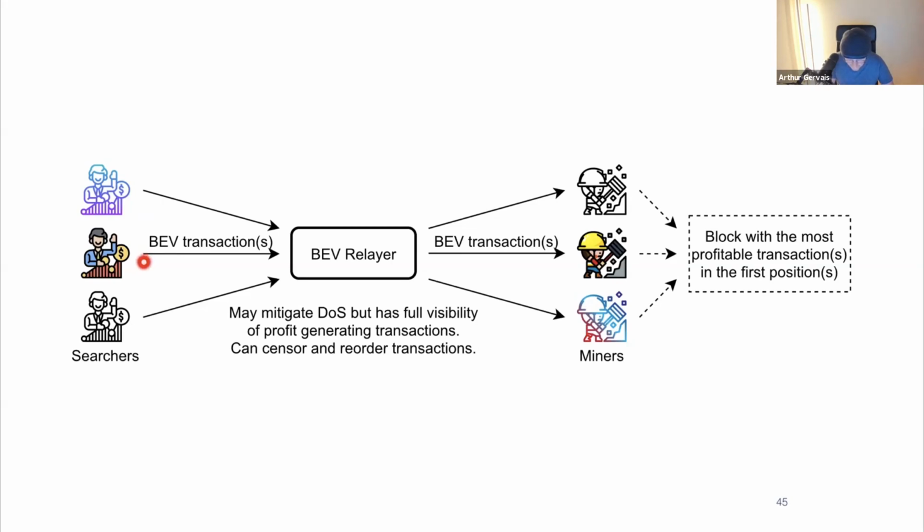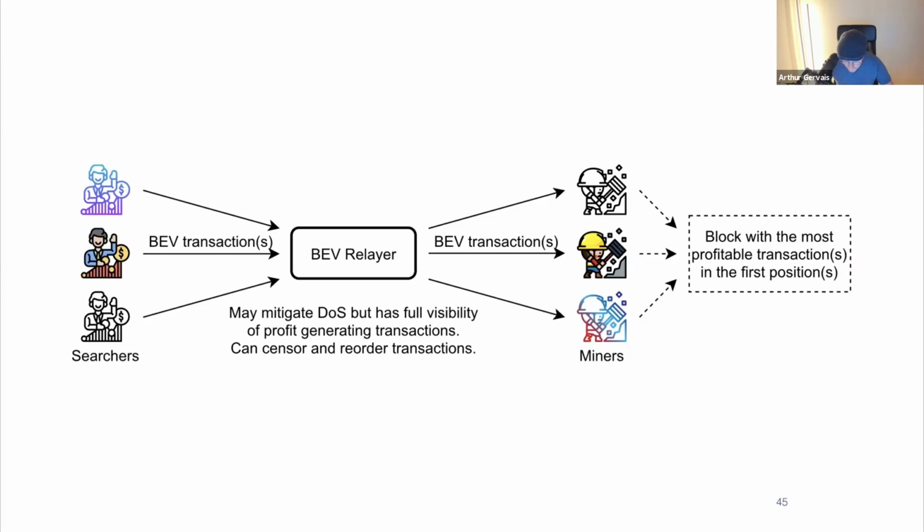They create so-called bundles, which they send to a BEV relayer. A BEV relayer is a blockchain extractable value relayer, which is a centralized server that collects these transactions. These transactions are then forwarded to the miners. The miners run a dedicated GEF client, which receives those BEV transactions. The GEF client locally for the miner then selects the most profitable transactions in the first position and mines it in the first position.